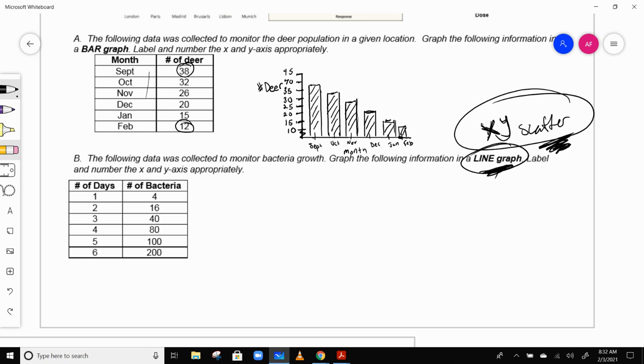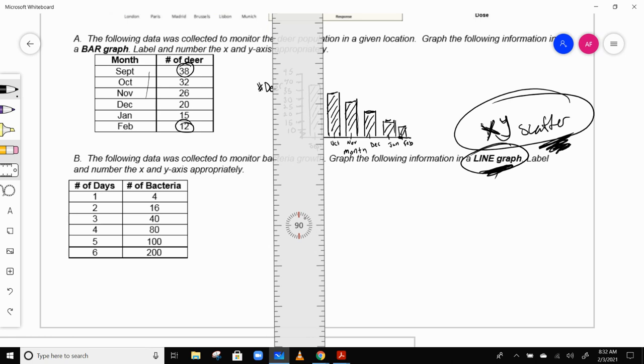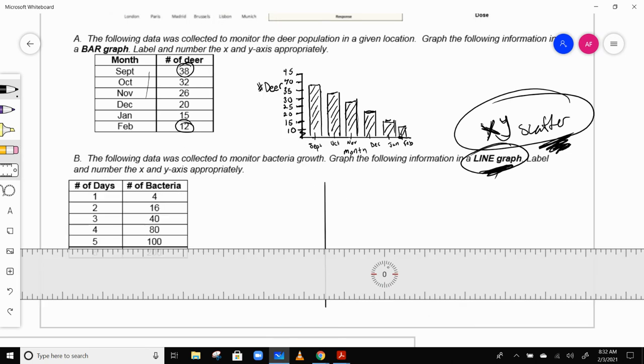So here we go again. Let's do our lines here. And then this way.